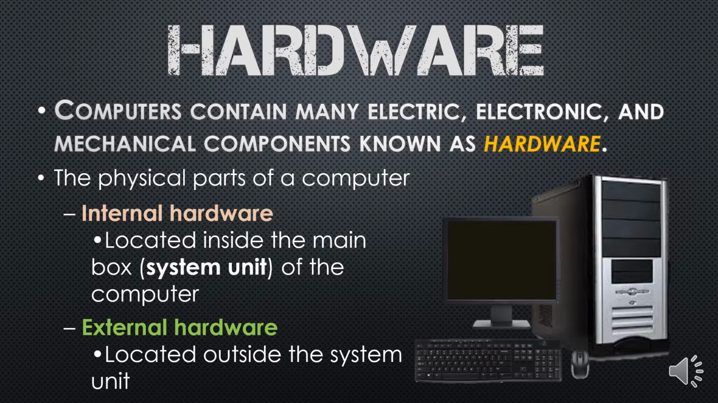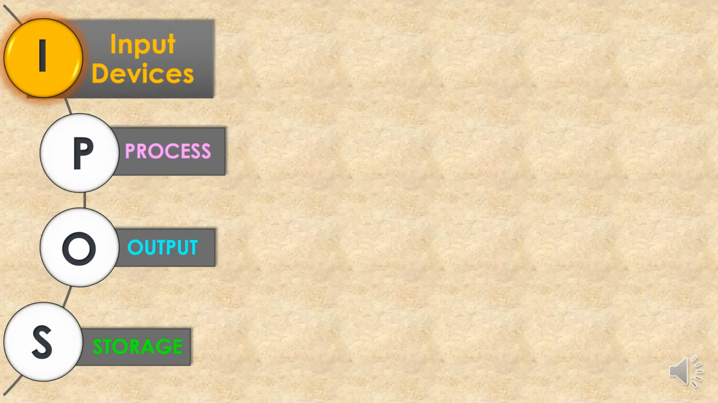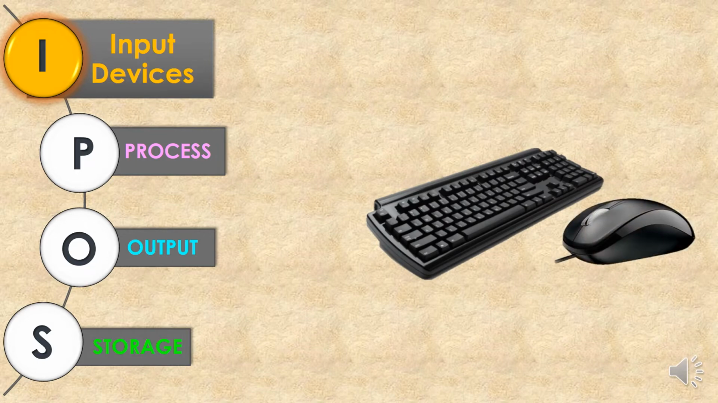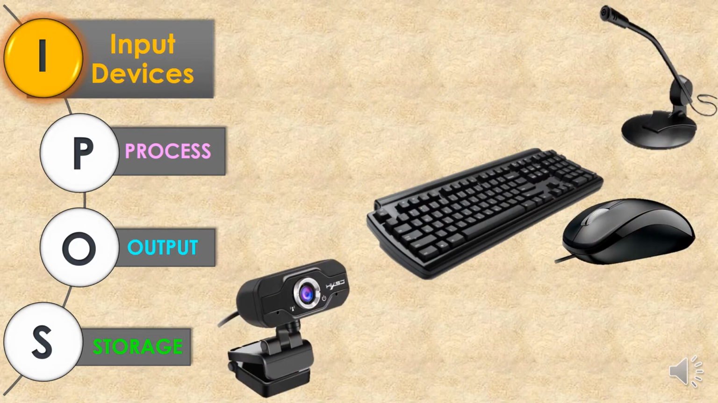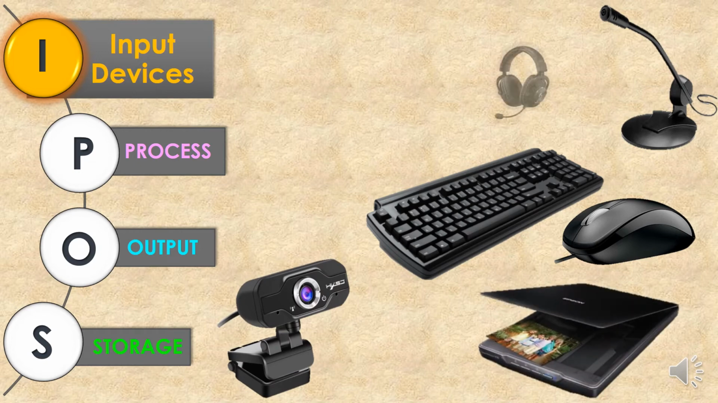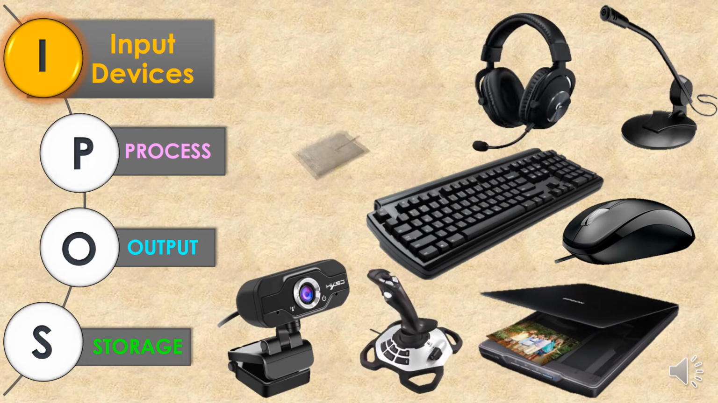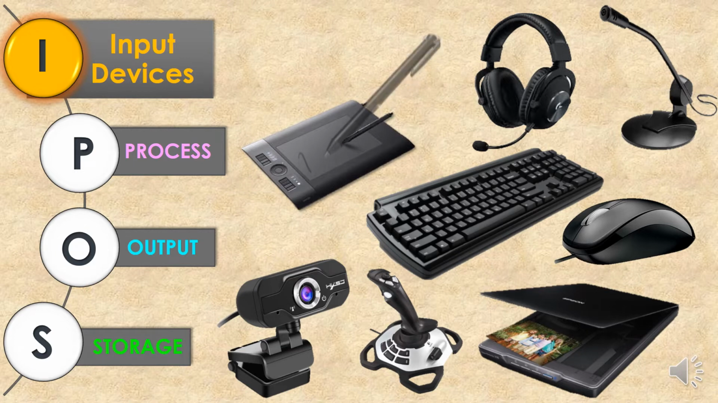Now let's go ahead and talk about the different hardware devices associated with each of the computer basic operations or the IPOS cycle. First is I for input devices. These devices are used to send data into the computer. Some input devices are also used to interact with or control the computer in so many ways. Following are the most common input devices of a computer system. We have the keyboard, mouse, microphone, webcam or camera, scanner, headset, joystick, graphic tablet, and the stylus pen.